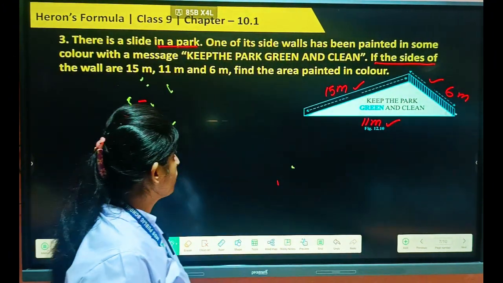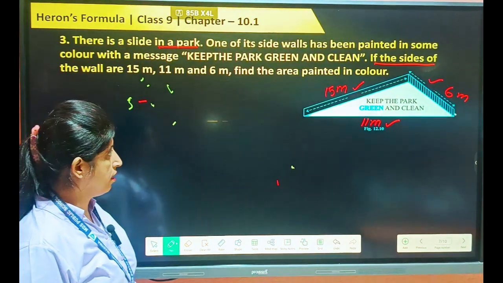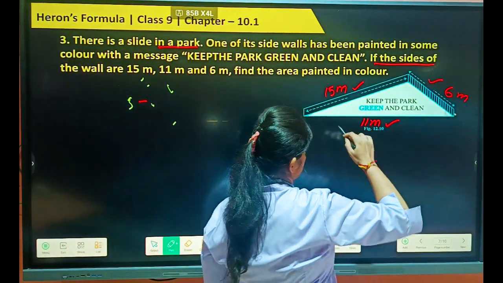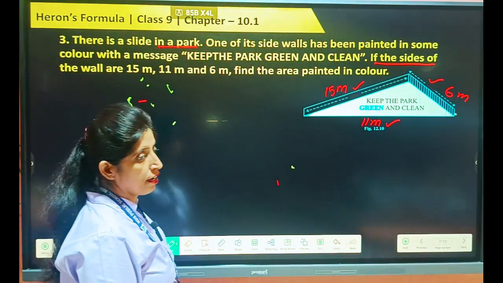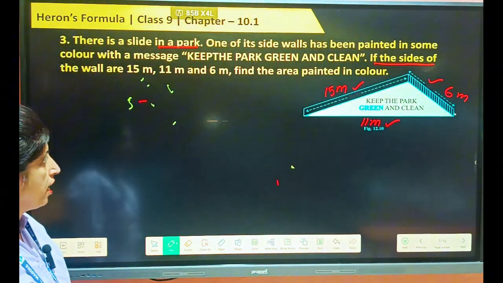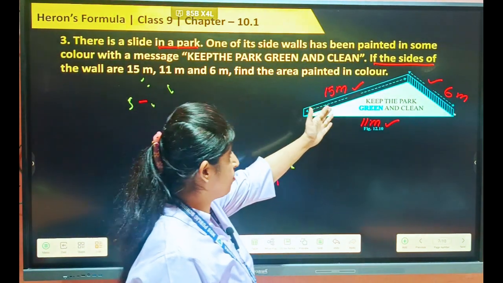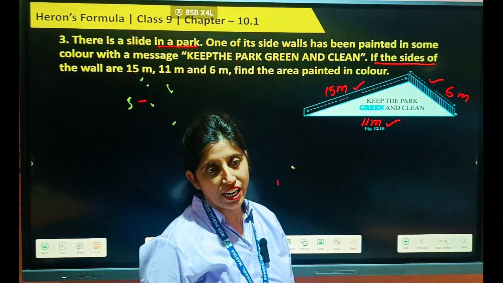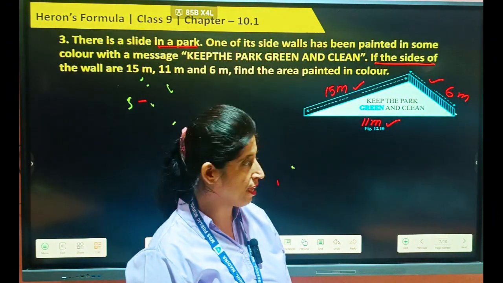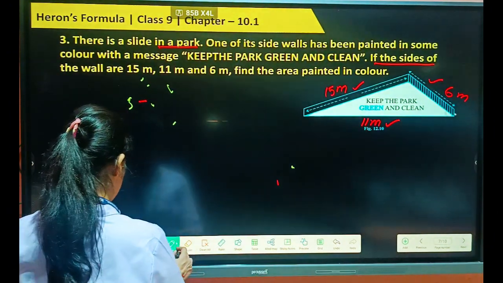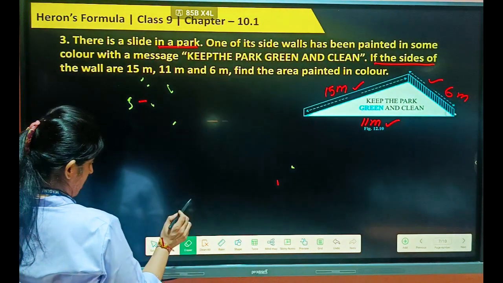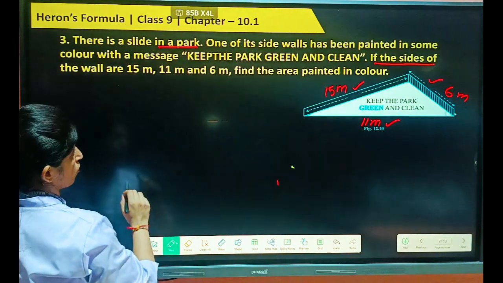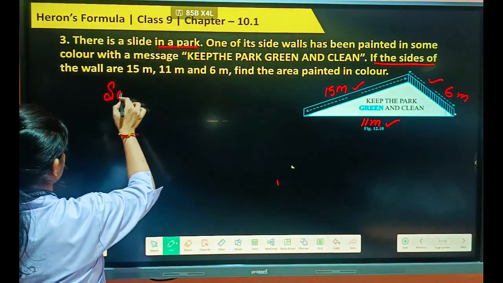Okay, find the area painted in the color. So we have to tell how much area is painted in color. So this is a triangle and it will become a scalene triangle. All sides are not equal, right? So that's why we will use Heron's formula here. Simple, yesterday we solved the same. Today we will solve this question using Heron's formula. Okay, so solution we will start now.